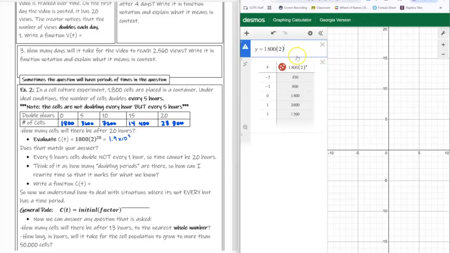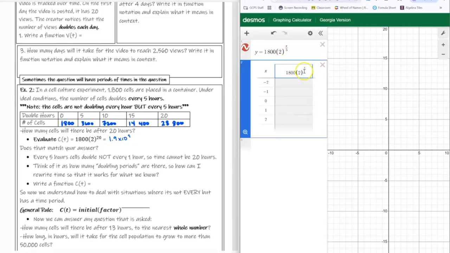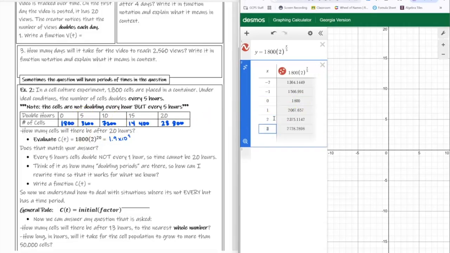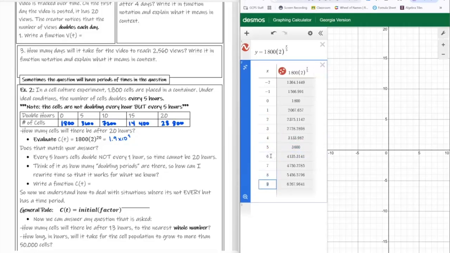I can say, okay, if I had X, which is my actual time, and then divide it by 5, because I want you to double every 5 hours, and see if that works for every situation. So divide it by 5 so that I can have my periods. You can see hour 0 is 1800. Hour 1, I don't know what it is, so I'm just going to go to 5. I'm going to just press enter, enter, enter, enter. 5 is 3600, so that works.